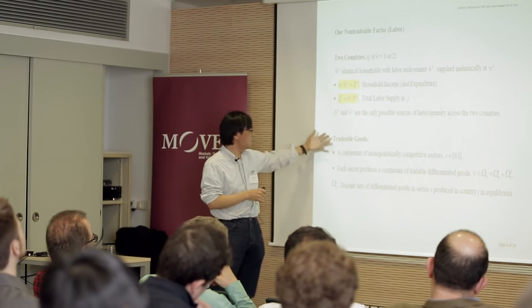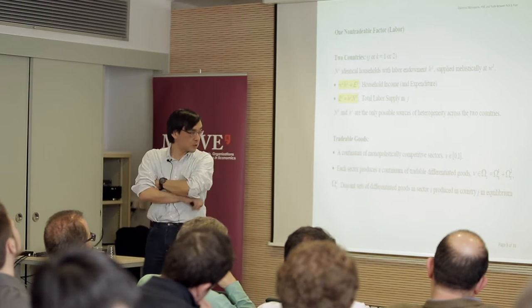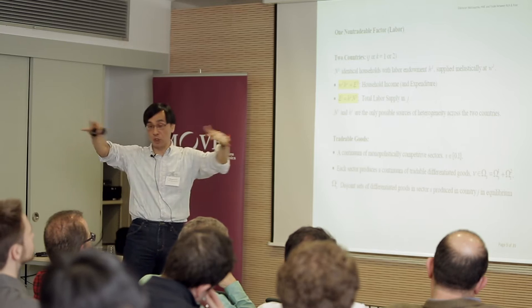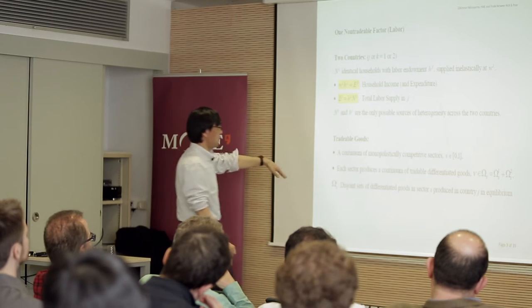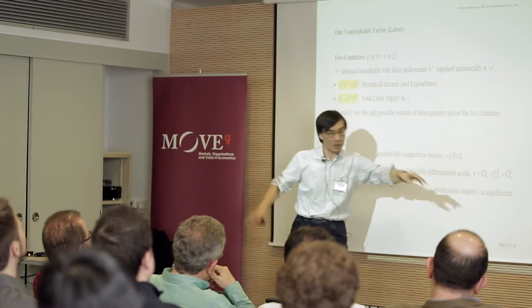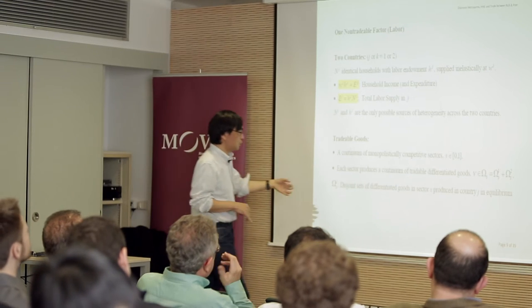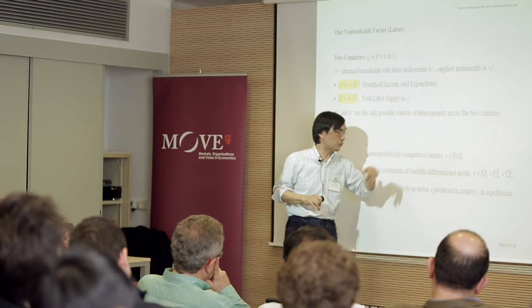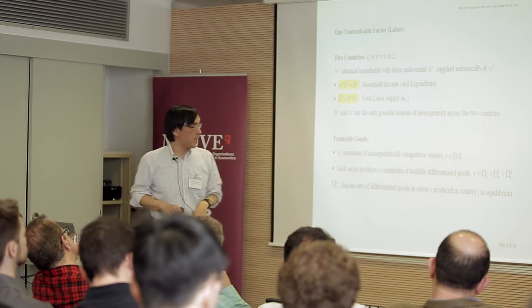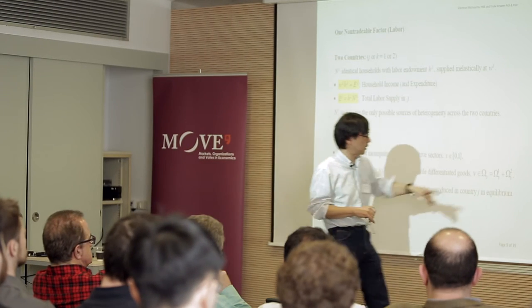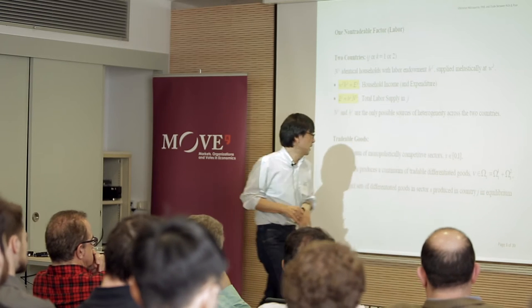Okay? And then this is the set of goods that this country can produce. So first of all, there is a continuum of sectors indexed by S that run from 0 to 1. And each sector produces a continuum of tradable differentiated goods, and those can be produced in either country.